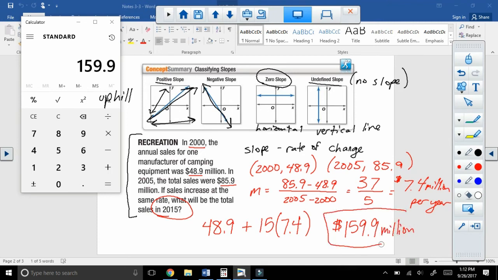And don't forget to include the units on there, especially the million, because it's a huge difference from just writing 159.9.